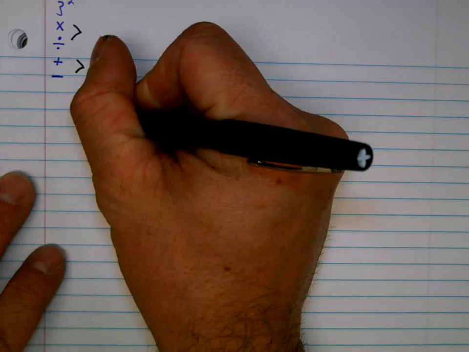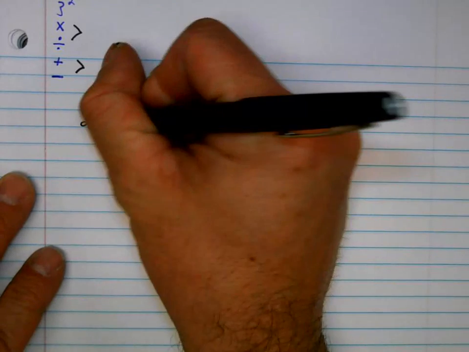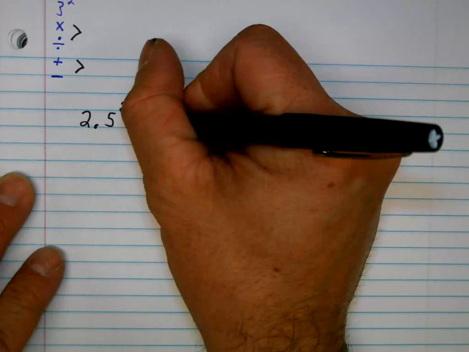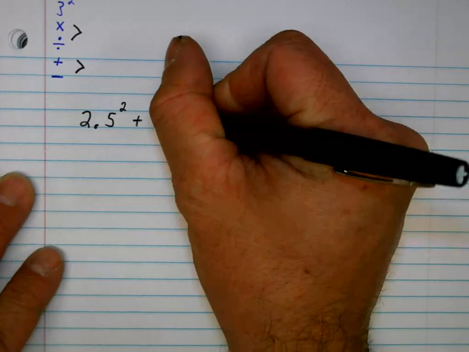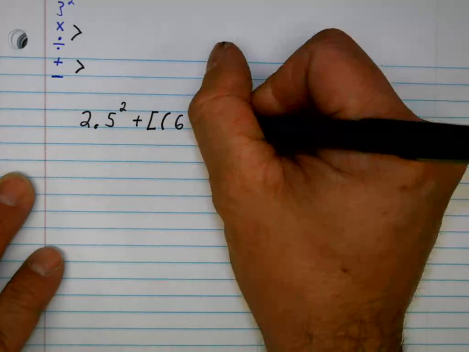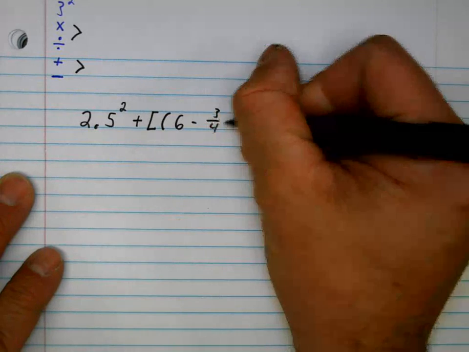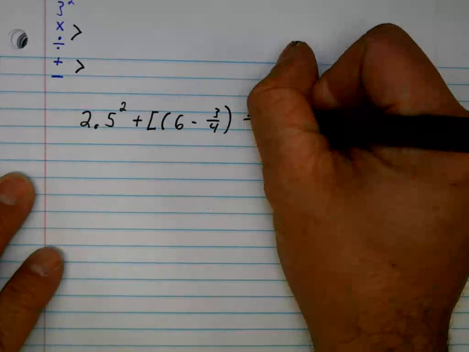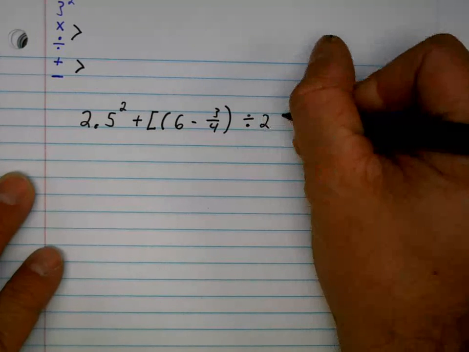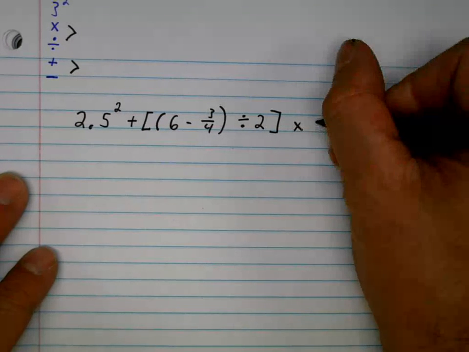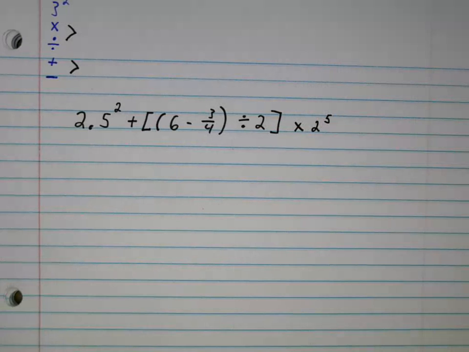Write down 2 and 5/10 to the second plus, give you a bracket and parentheses, 6 minus 3/4. I'm going to close my parentheses, divided by 2. Close my bracket, times 2 to the 5th.